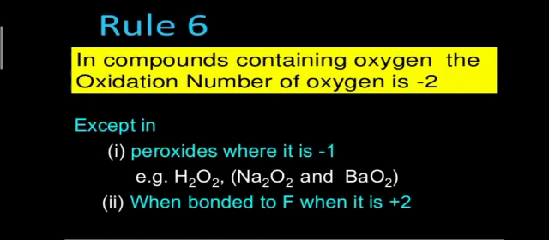Or when bonded to fluorine, that is OF2, then the oxidation number of oxygen will be plus 2. When it is bonded to fluorine, it will have an oxidation number of plus 2. Normally, oxygen will have an oxidation number of minus 2, but when it reacts with fluorine, it will have an oxidation number of plus 2. And in the peroxides, the oxidation number of oxygen will be minus 1.